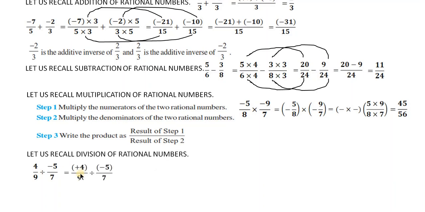We all know it. First you will have to segregate the signs. This is positive 4 by 9 and this is negative 5 by 7. You are dividing them, so you will have to write them with their signs. What is the sign of this? Positive 4 by 9, separately. What is the sign of this number? Negative 5 by 7. Without loss of generality, you can write like that. So now you will have to divide. First you will have to divide the signs. So here it is positive divided by negative.